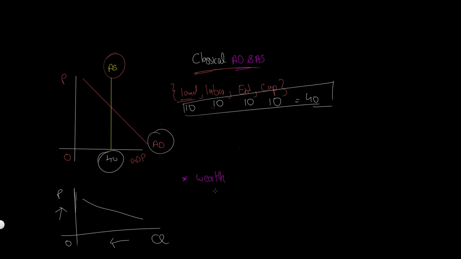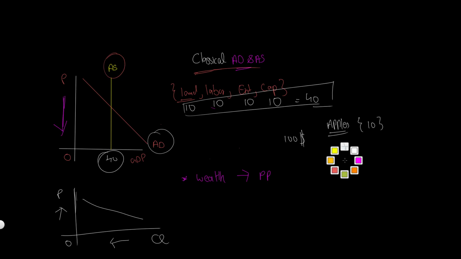The wealth effect simply implies that as the prices in the economy decrease, assuming all else constant, assuming nothing else in the economy changes, only the price decreases, then theoretically speaking, I should have more purchasing power. What does that mean? Let's say that I have $100 in my pocket, and in this economy I can only buy apples. There's no other product in the economy. Let's say one apple costs $10.